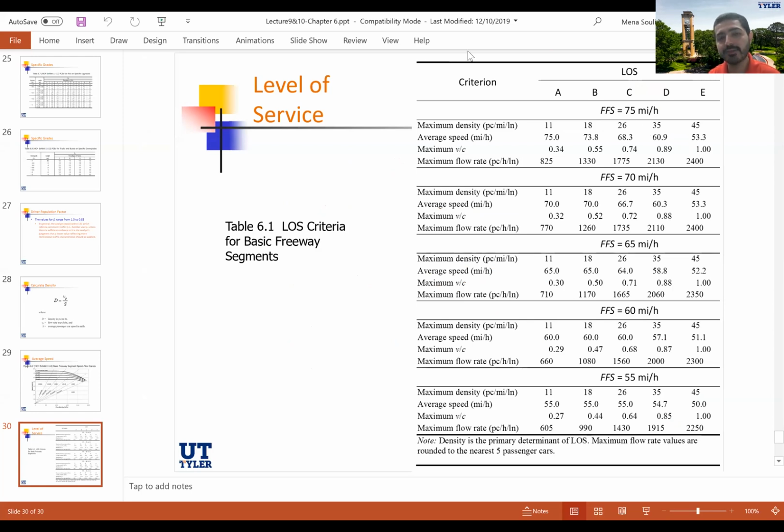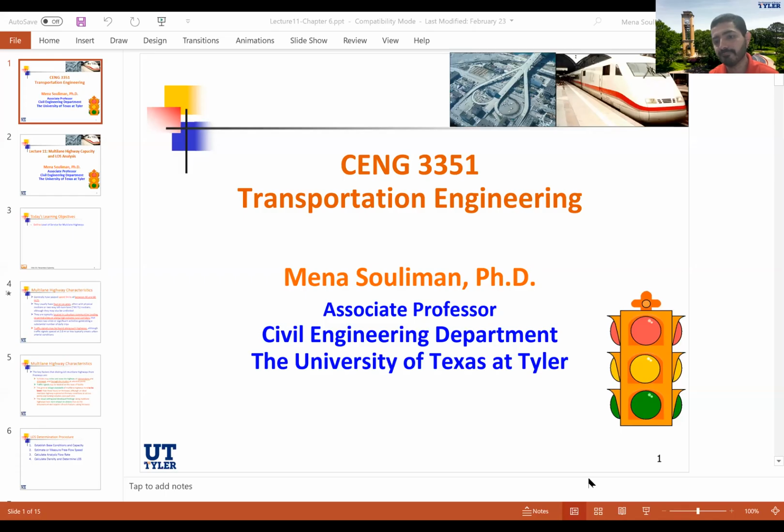The second lecture for chapter 6 was for level of service for multi-lane highways.